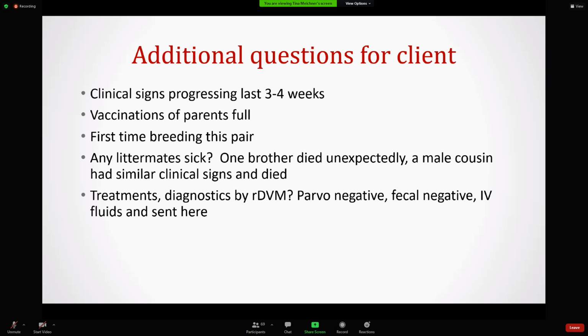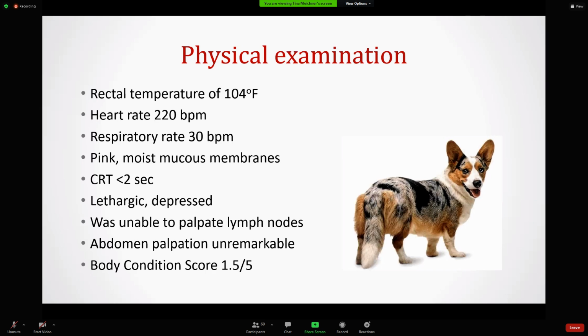All right, so let's do a physical exam. These are some physical exam findings. I'll give you a little bit of time to read through this. What we can tell is that the temperature was increased, 104. The other thing that was remarkable is they couldn't find any lymph nodes.